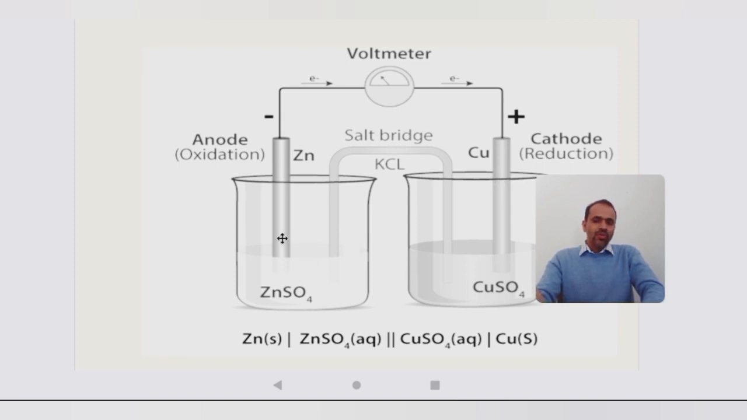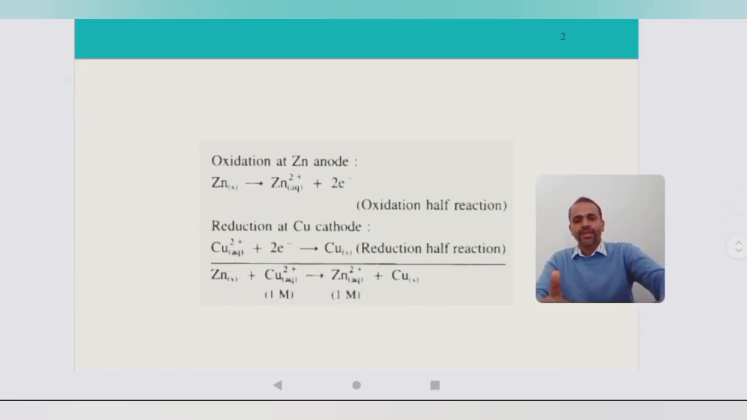What happens is, when a zinc rod is dipped in zinc sulfate, the metallic zinc becomes zinc dipositive ions. That is what we call oxidation. And in the other part, the copper dipositive ions from copper sulfate receive those electrons and become metallic copper, and the metallic copper deposits on the cathode. So here, copper dipositive ions receive two electrons and become copper. That reaction is called reduction, so we call it a reduction half-cell reaction.